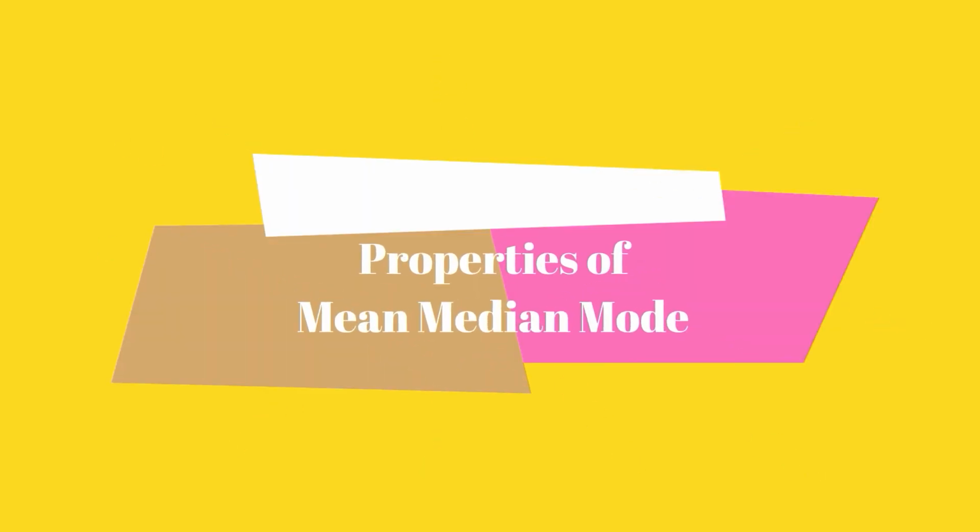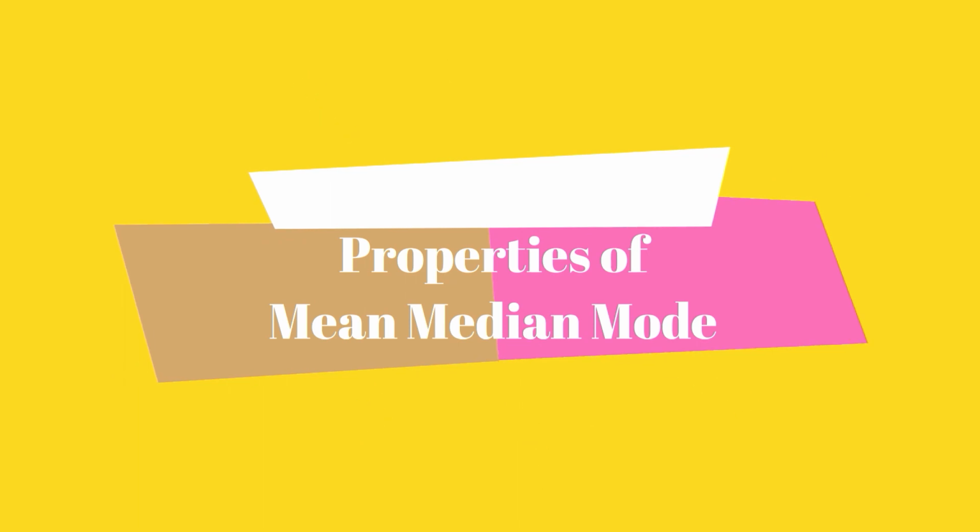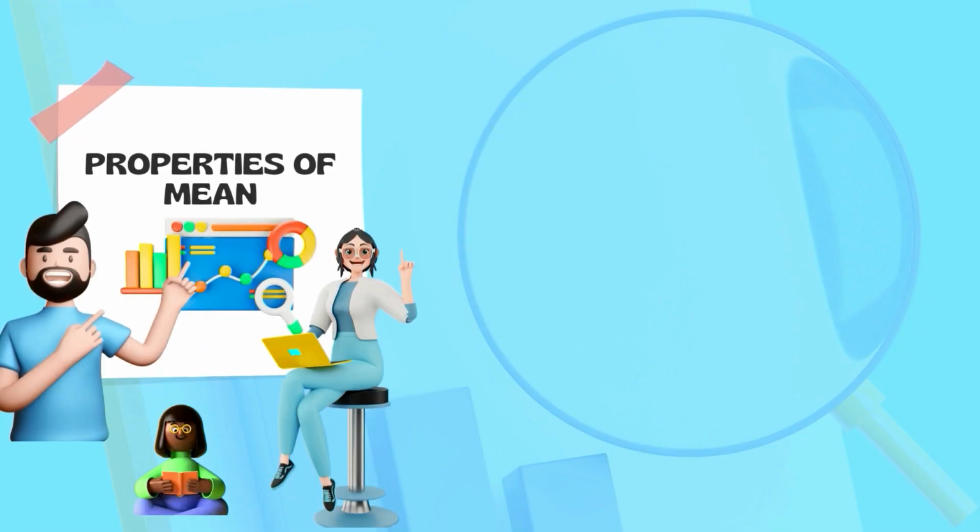But for the time being, you can understand that if the data is normally distributed, you can use mean for the central tendency, and if it is not, you can go for the median or mode. Let me talk about the properties of mean, median, mode. We start with the properties of mean.